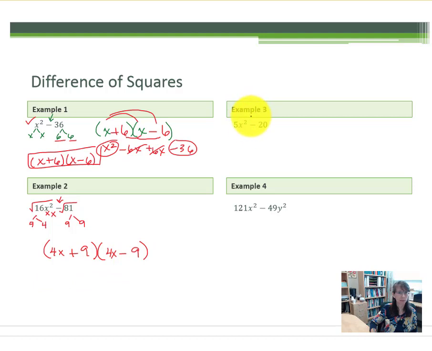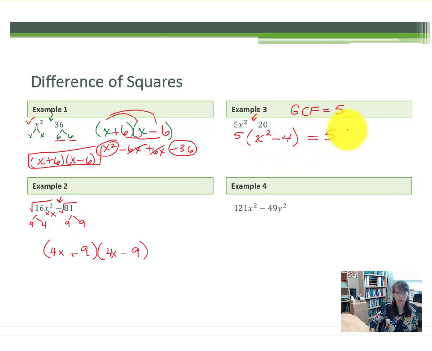In example 3, we do have subtraction, so it could be a difference of squares. But notice that 5 is not a perfect square, and 20 isn't either. So this doesn't look good. What are some other types of factoring that we've talked about? Maybe GCF. Do 5 and 20 have a common factor? That would be 5. So we want to start by factoring out a common factor of 5. That leaves x squared minus 4. Now do you see how we have just created a perfect square in this quantity? That tells us the factoring is not complete. We need to keep working on it.